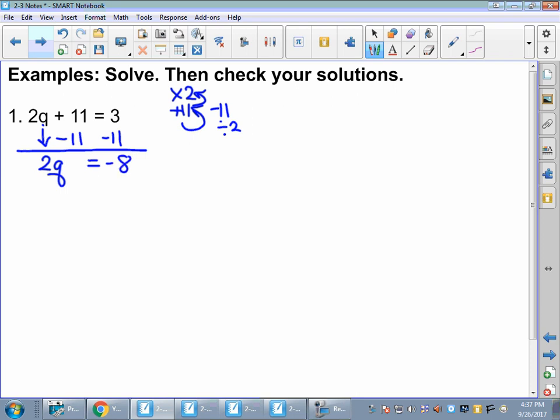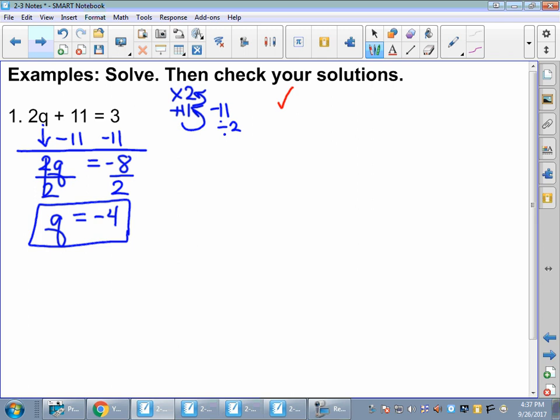Not done yet. I don't have the value of q. I want to get q all by itself. q is being divided by 2. Or I'm sorry, multiplied by 2. So I'm going to divide by 2. 2 divided by 2 becomes 1q, or just q. And that's equal to negative 8 divided by 2, which is negative 4. So it's the same thing we did the day before, but this time we're doing it in 2 steps. There may be more than 1 step involved.